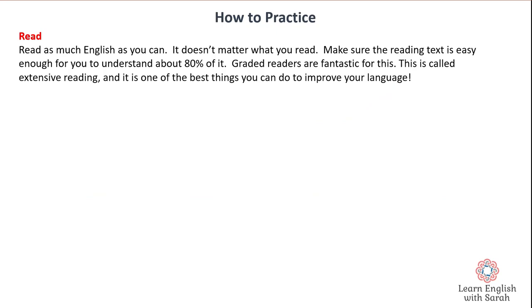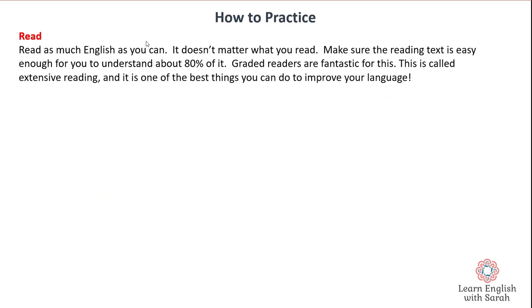So, here's a little bit of advice, 3 tips on how you can practice this stuff. So, number 1, read. I can't explain to you in enough words how important reading is for your language development. I learnt Chinese through reading and reading and reading, and that's how I got to the level I reached in Chinese. So read as much English as you can.